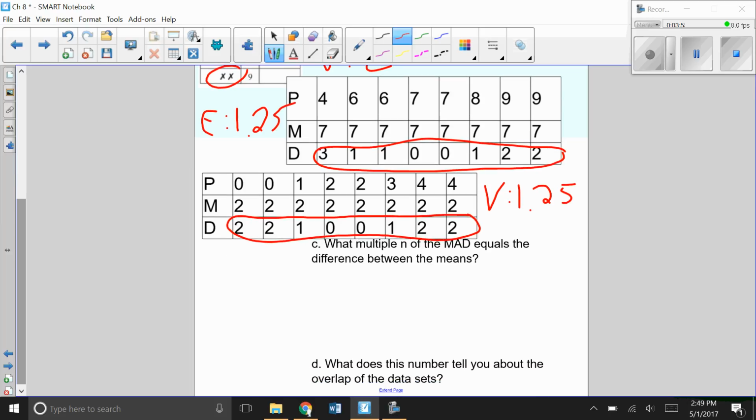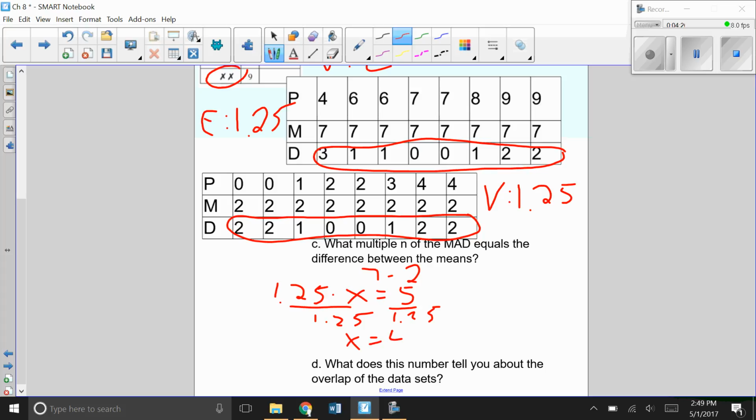Now, if the two MADs are the same, we can do this next part. What multiple n of the MAD equals the difference between the means? Well, the difference between the means was 7 minus 2, which is 5. So 1.25, our MAD, times something, n or x, doesn't matter, equals 5. Divide by 1.25 on both sides. And x equals 4 for this case.